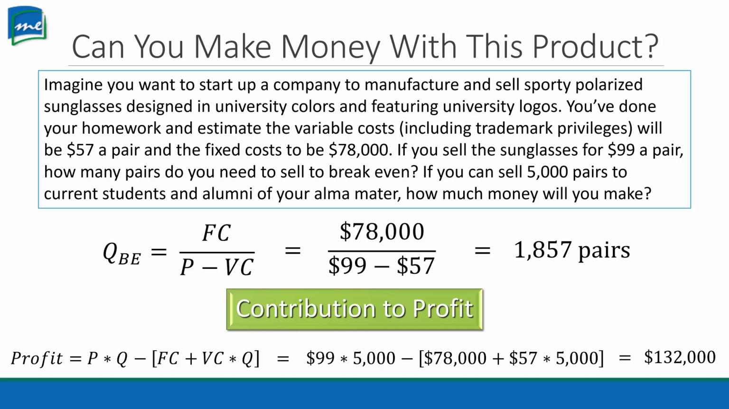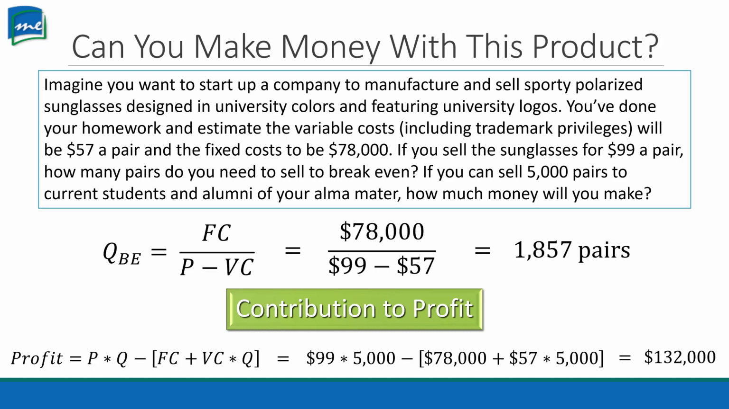As you can see on the screen here, our fixed costs, as it said in our example, is $78,000. And our sales price per unit is $99 a pair. But the cost to make that unit is $57. So we have $78,000 over 99 minus 57. So that's going to give us a number of 1,857 pairs. So that's the answer to the first one.